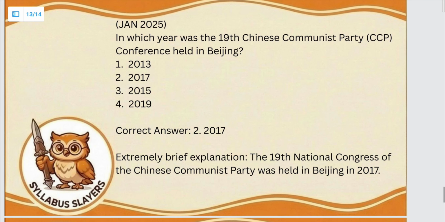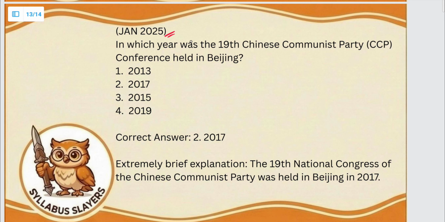Next question January 25 का है. In which year was the 19th Chinese Communist Party conference held in Beijing? So this is slightly tough. इसमें करंट अफेयर्स से भी ज़्यादा ही टफ लगता है मेरे को ये क्वेश्चन. इसका आंसर इज़ 2017. ठीक है. The 19th National Congress of the Chinese Communist Party was held in Beijing in 2017.